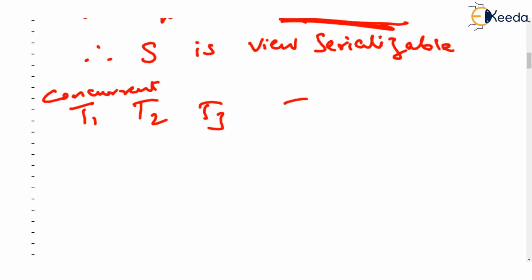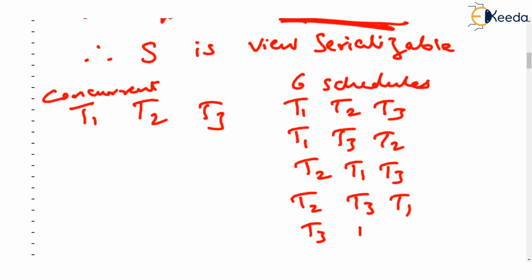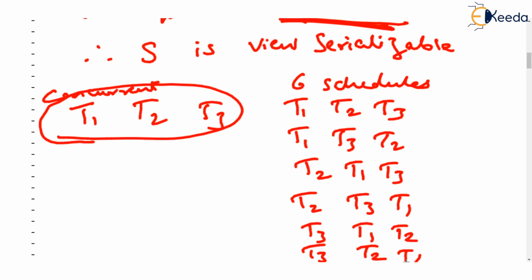Then you will have to check all the possibilities of serial schedules. The serial schedules possible are T1, T2, T3, T1, T3, T2, isn't it? Six schedules are possible. And then we will have T2, T1, T3, T2, T3, T1, and T3, T1, T2, and T3, T2, T1, isn't it? And who knows, this concurrent schedule may be view equivalent to one of these serial schedules.